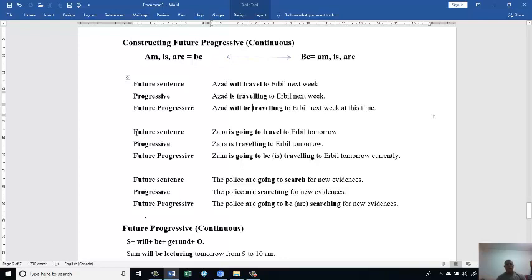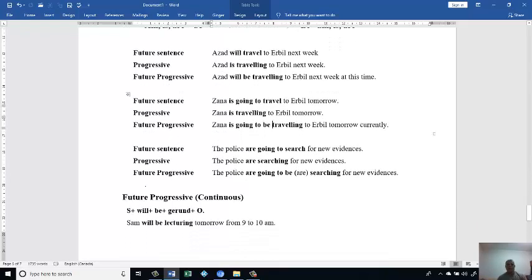Let's do one more. Same thing, Zana is going to travel to Erbil tomorrow. Same thing, Zana is traveling to Erbil tomorrow. It means it is continuing. Then we're going to make it: Zana is going to be, this is be, from here. Because we substitute with be, then we don't need the other anymore. Then we say Zana is going to be traveling to Erbil tomorrow. I mean he's going now.